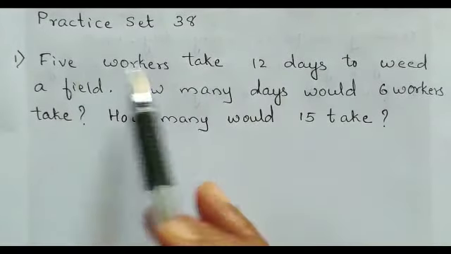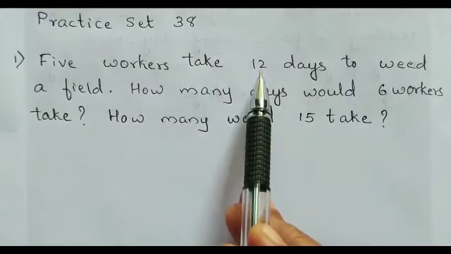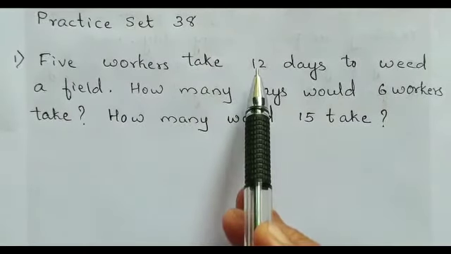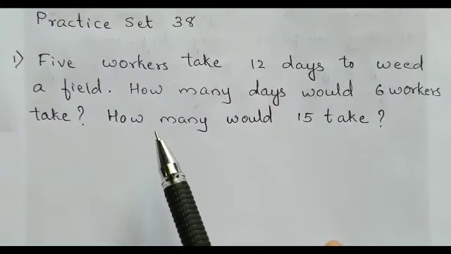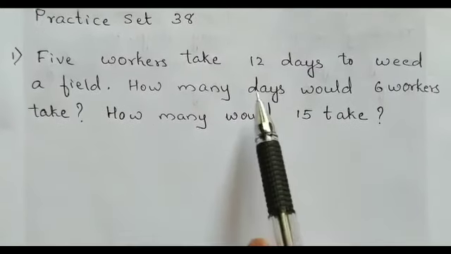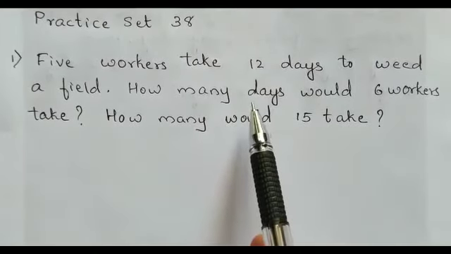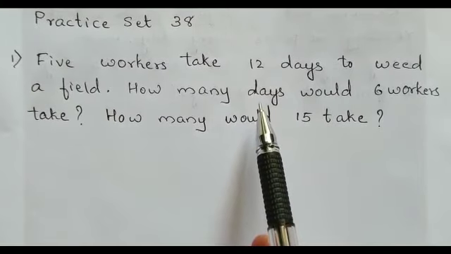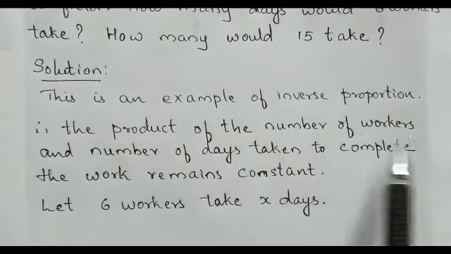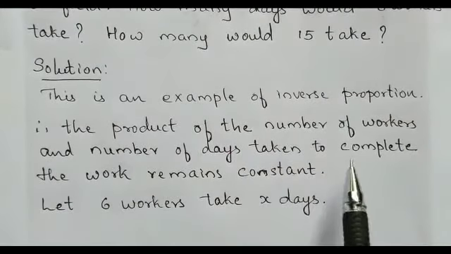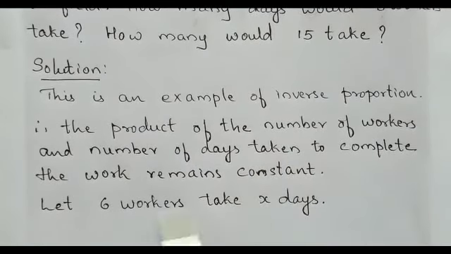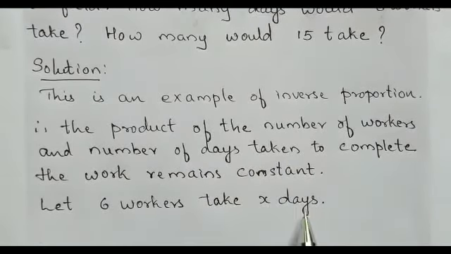When there are more workers, you will require less number of days, and when there are less workers, you will require more days. So what kind of a proportion is this? Yes, this is an inverse proportion. So first let us assume that the number of days required be x. So this is an example of inverse proportion. Therefore, the product of the number of workers and the number of days taken to complete the work remains a constant. Now let's assume that 6 workers take x days.